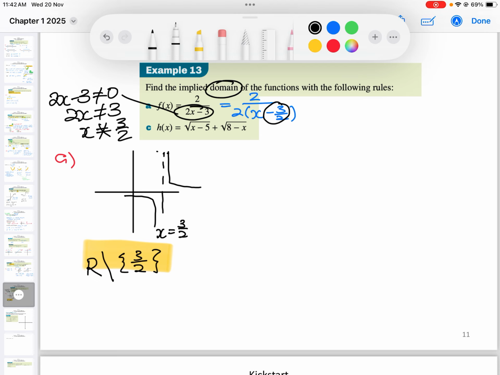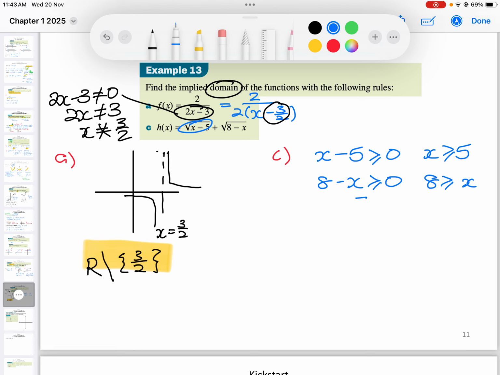And let's have a look at C. This is weird because I don't know what this graph looks like, but I'm going to do it algebraically. What do I know? I know that x minus 5 must be greater than or equal to 0 under the square root. I also know that 8 minus x must be greater than or equal to 0. So 8 is greater than or equal to x and x is greater than or equal to 5. So x can go from 5 to 8, square brackets included. So sometimes graphically, sometimes algebraically, you're still going to get the answer.